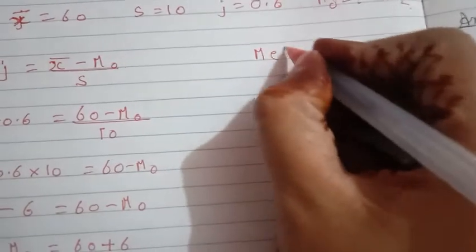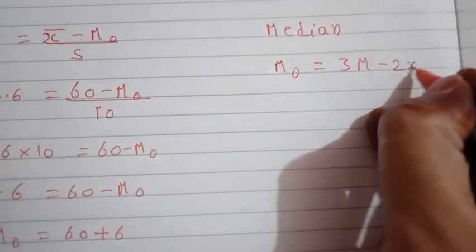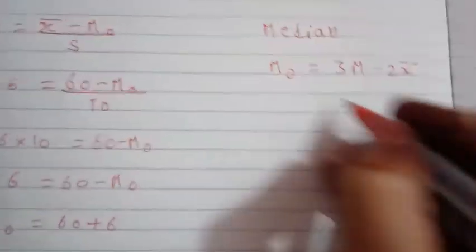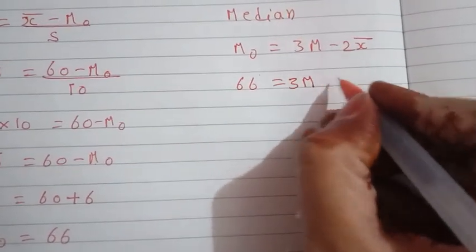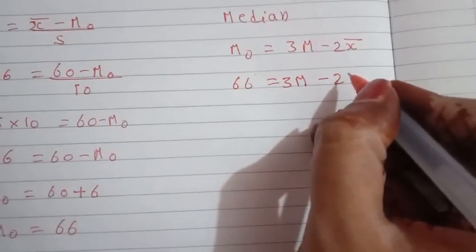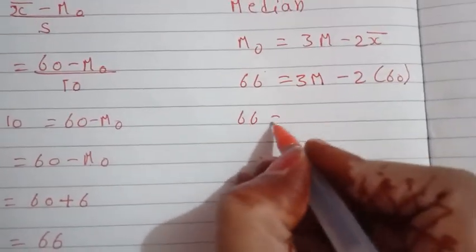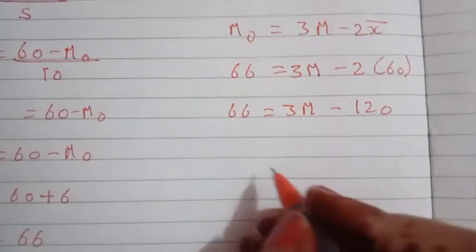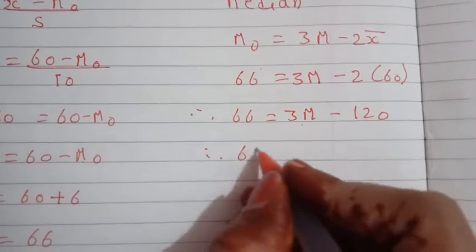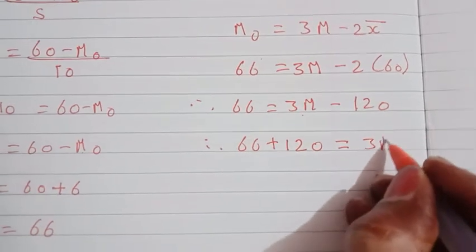And median we can find out by the empirical formula. Mode is equal to 3M minus 2 x bar. Now the value of mode we know, 66. So 66 is equal to 3M, M we have to find, minus 2 x bar. What is the value of x bar? It is given 60, so 2 into 60. 66 is equal to 3M minus 2 into 60, which is 120. Now 3M we have to find. Therefore 66 plus 120, on the other side of equal to, is equal to 3M.